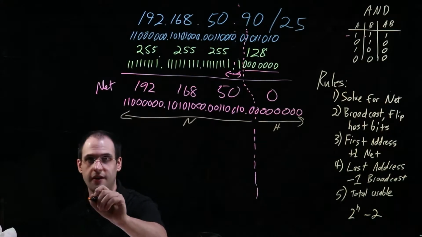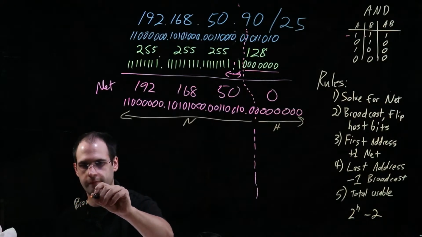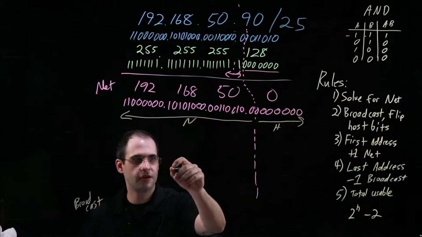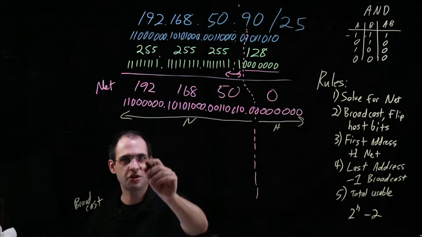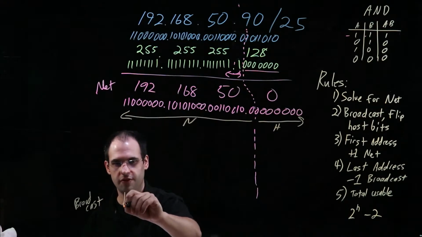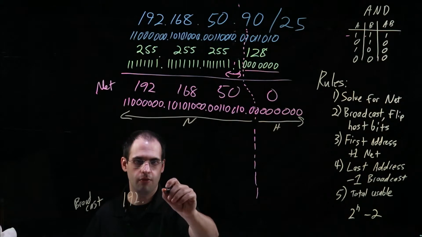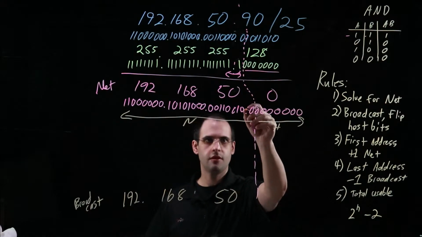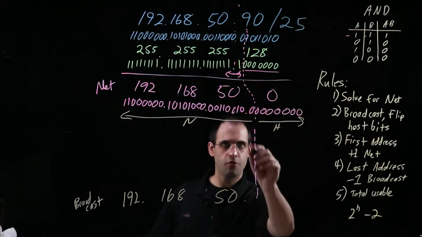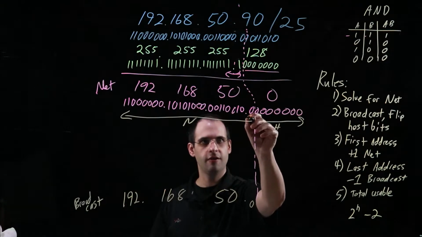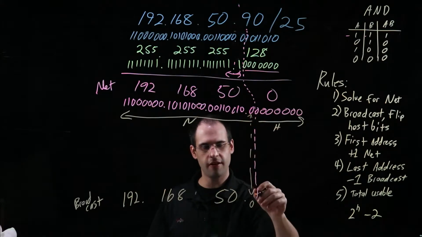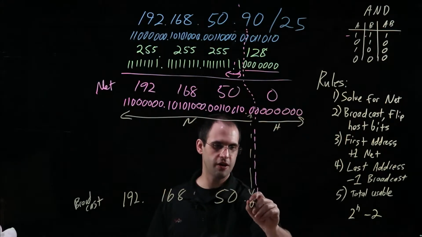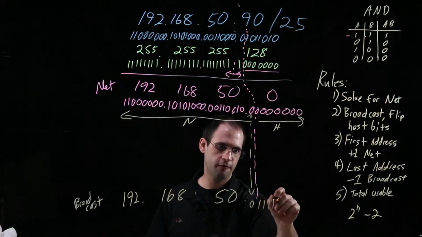If we have a broadcast, all of this gets flipped, all of this comes down. I'm actually not going to write out the binary again for all of this. You've seen this a bunch of times. 192.168.50, but I will write the binary here. Dot, and we have a 0. Remember this 0 right here? This comes straight down. That 0 comes down, but we only flip the host bits. So 0, 1, 2, 3, 4, 5, 6, 7.